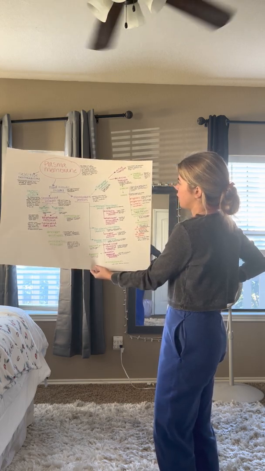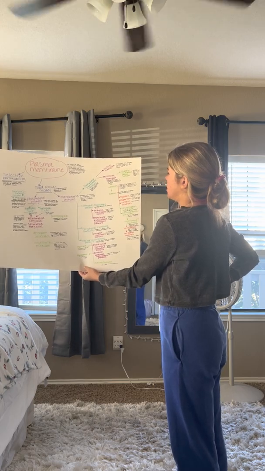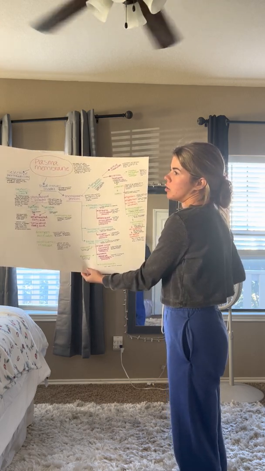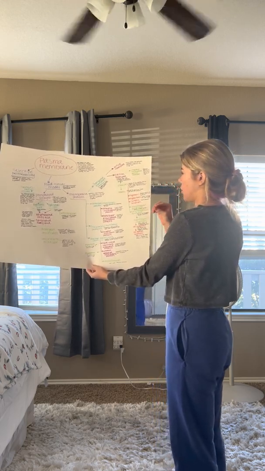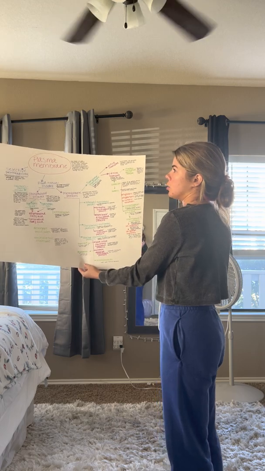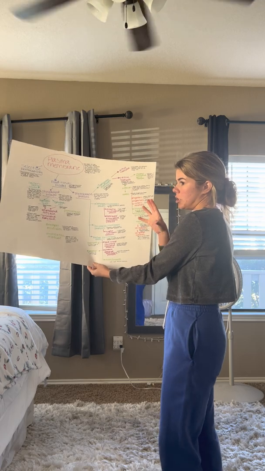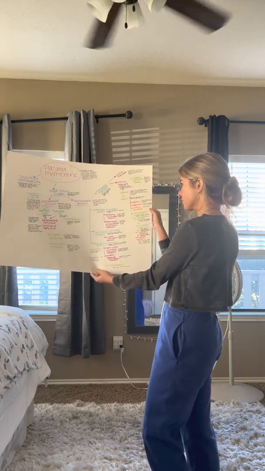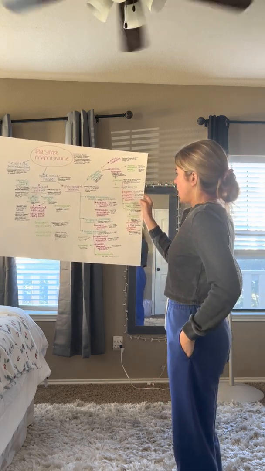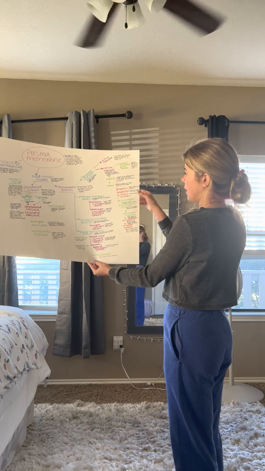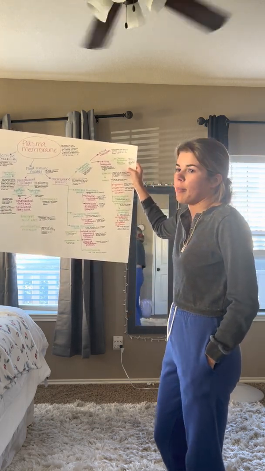And then from diffusion, we have hypotonic, hypertonic, and isotonic. Hypotonic is when the solution outside the cell is lower in concentration than inside the cell, so the cell is going to bloat because water is going to move inwards. And then hypertonic is when the solution outside the cell has a higher concentration than inside, which is going to cause the cell to shrink. And then we have isotonic, which is the equilibrium. It's the same amount.